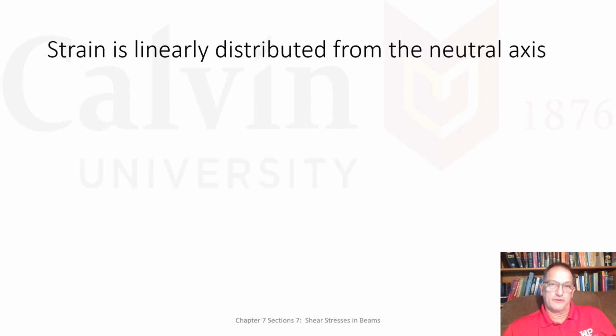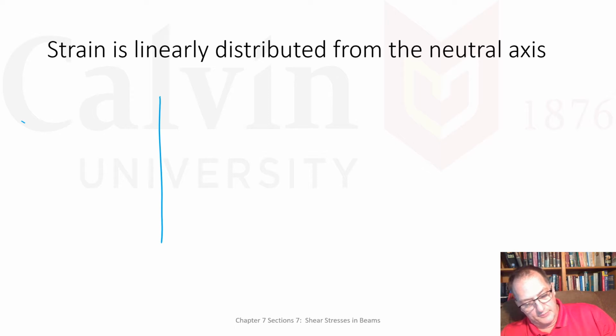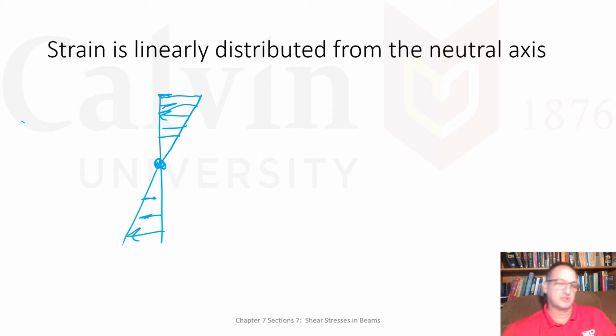So the first thing that we need to remember around this topic is that strain is linearly distributed from the neutral axis. Let's see if I can draw this. If I've got the end of a beam and then there's my neutral axis, my strain is going to go like this. Stretch, stretch, stretch, such that I get the most strain farthest away, and these are where I get the tensile and compressive stresses.